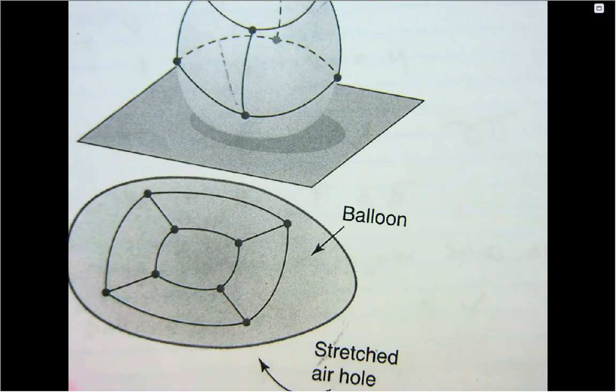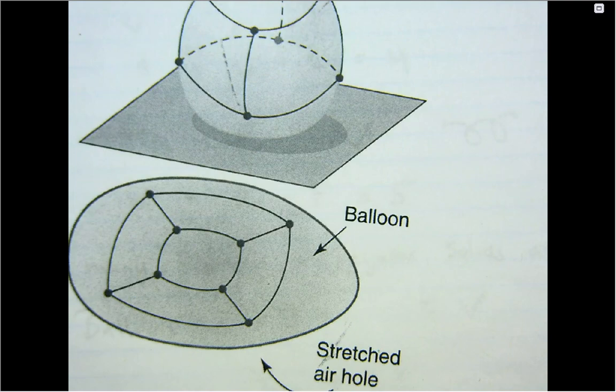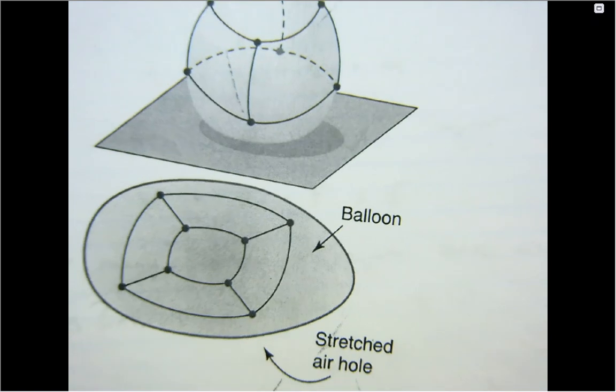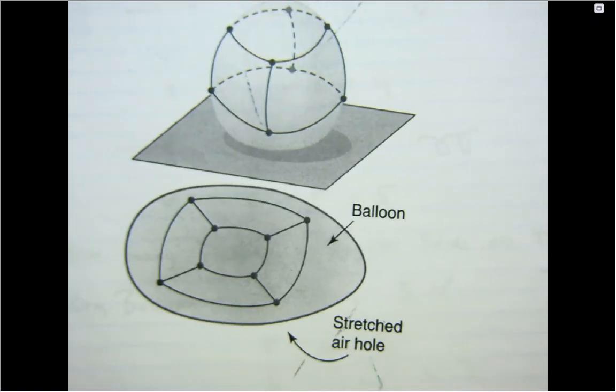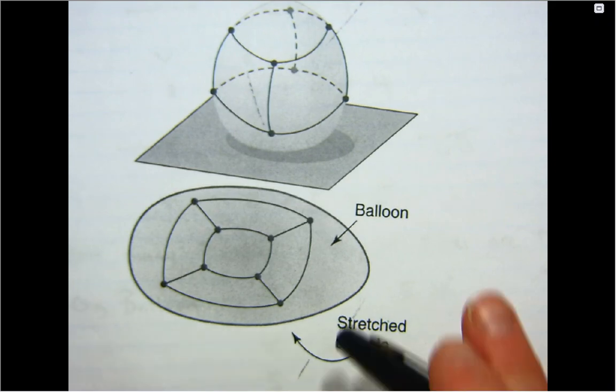So as long as I put the air hole in the middle of a face, I can stretch out that face and reshape the three-dimensional shape into a flat plane. And then, voila, it's a connected graph. So Euler's characteristic of connected graphs applies to the platonic solids.